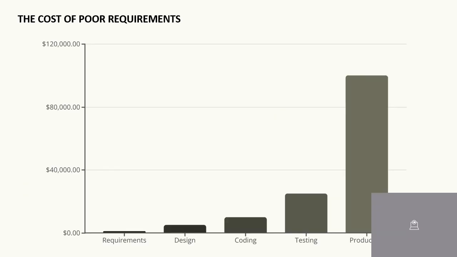The cost of fixing errors, as you can see, increases dramatically as the project progresses. If requirement mistakes are discovered during later stages like testing or deployment, fixing them becomes extremely expensive. Therefore, investing time in proper requirement engineering saves both time and money. That is what this depicts.